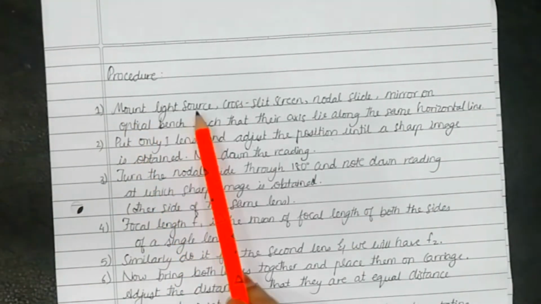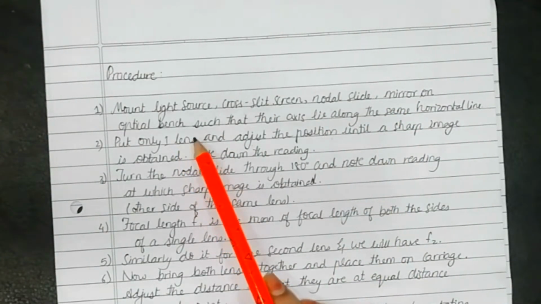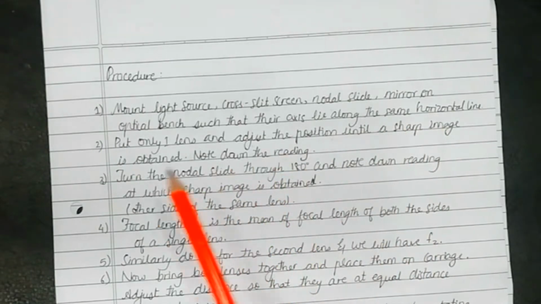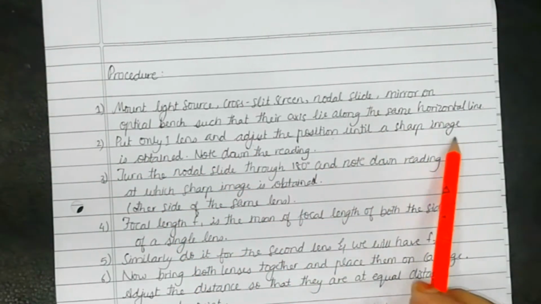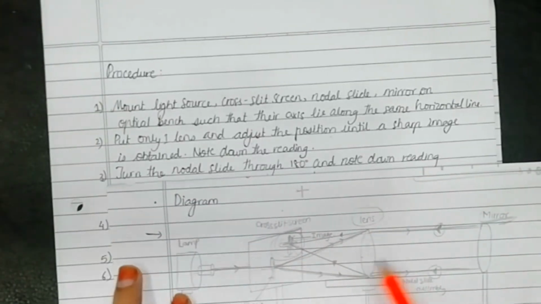First step, mount the light source, cross-slit screen, nodal slide, and mirror on the optical bench such that the axes lie on the same horizontal line. Next, put only one lens and adjust the position until a sharp image is obtained and note down the reading, like I already explained in the diagram.